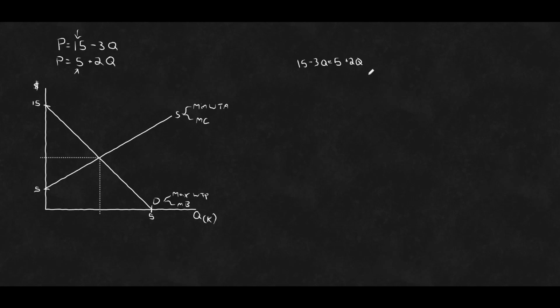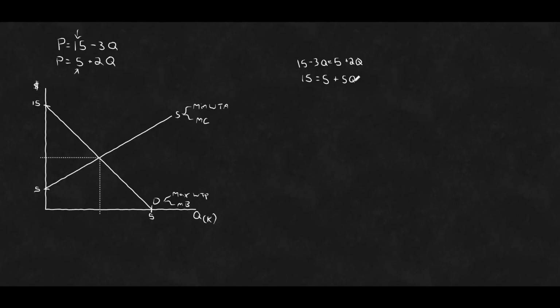We have q common to both sides. We want to consolidate those q's together. Once those q's are consolidated together, we want to isolate them. I don't like dealing with negatives, so I'm going to add 3q to both sides. And we have 15 equals 5 plus 2q plus that 3q gives us 5q.